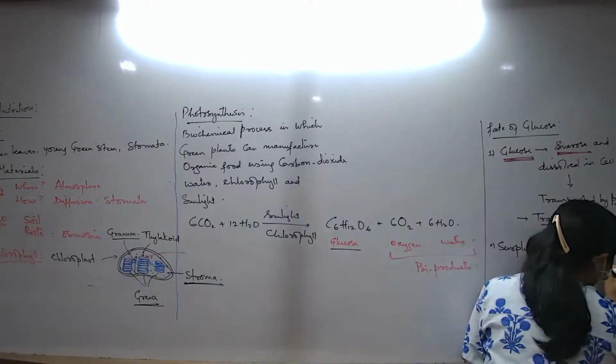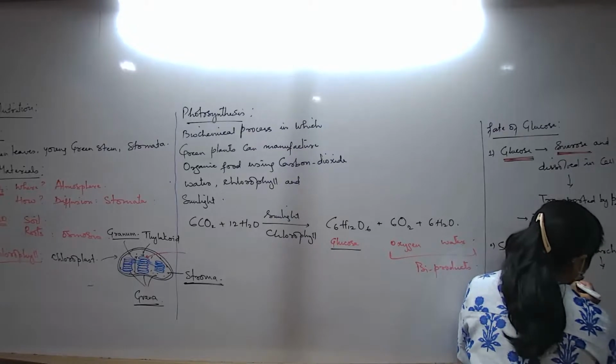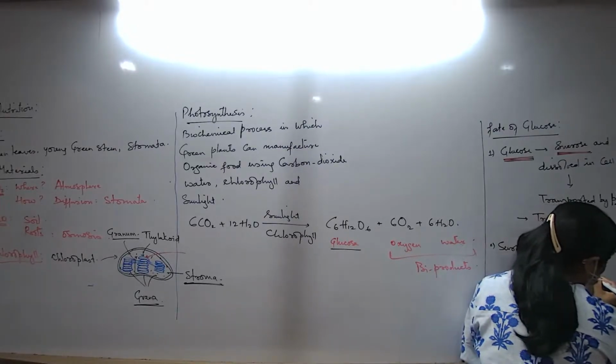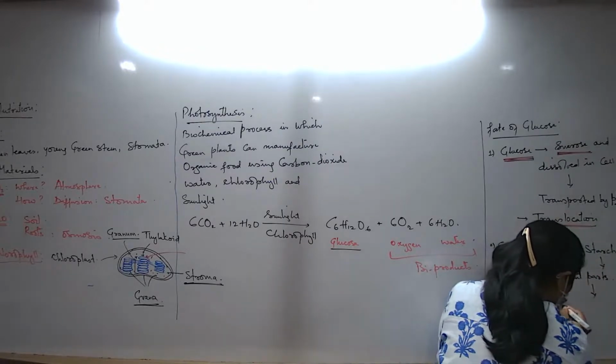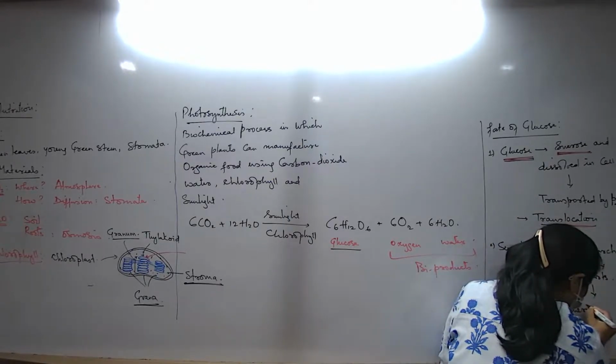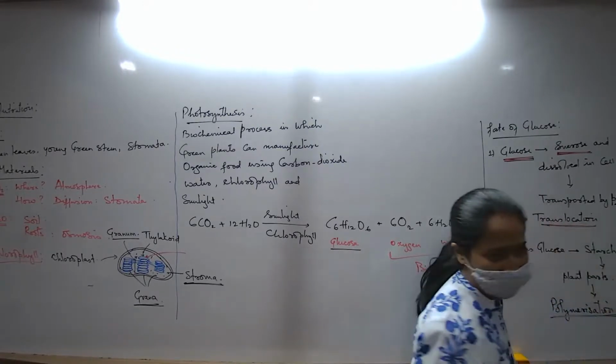This starch now starts getting deposited into the plant parts. What can the plant parts be? It can be the flower, it can be the seed, it can be the stem. And what is this process called? This process is called polymerization.